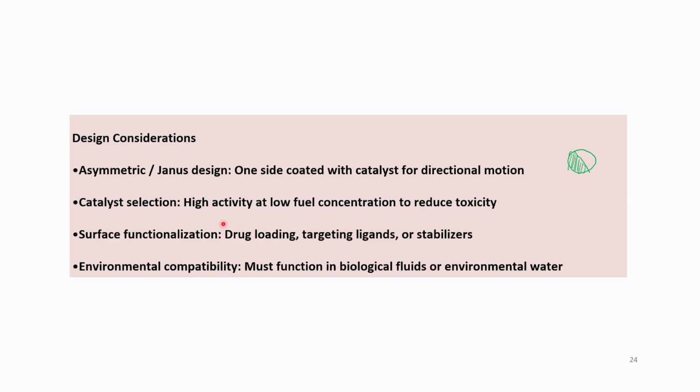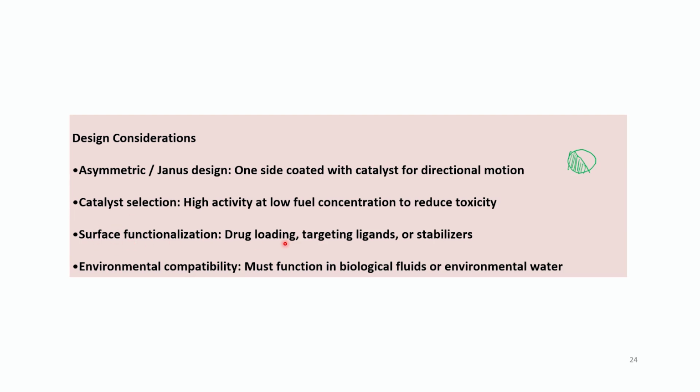Catalyst selection: high activity at low fuel concentration. You choose a catalyst that has a high activity at low fuel concentration to reduce toxicity. So what catalyst are you selecting? You are selecting a catalyst with high activity which works at low fuel concentration, so that you have to use less of the fuel if the fuel is toxic. It will work because of the high activity of your catalyst.